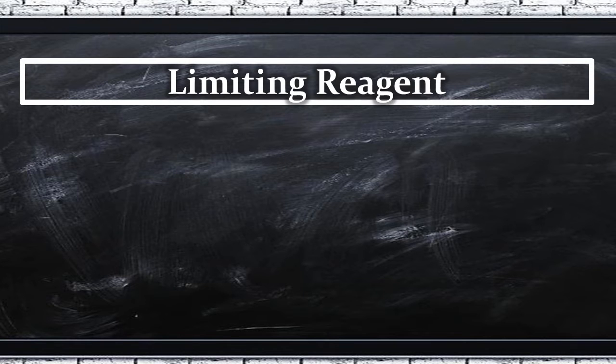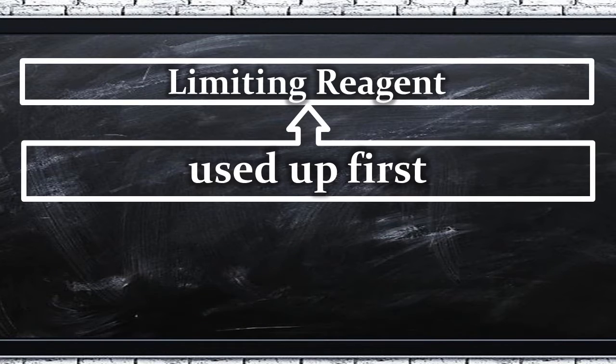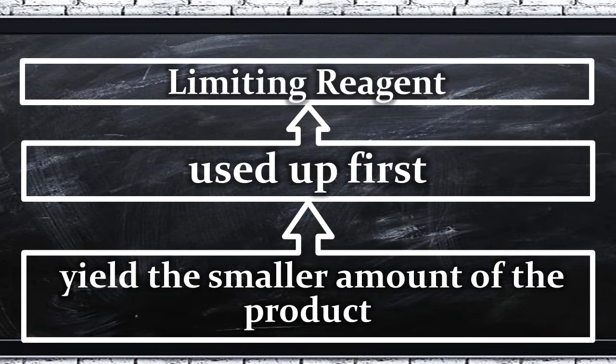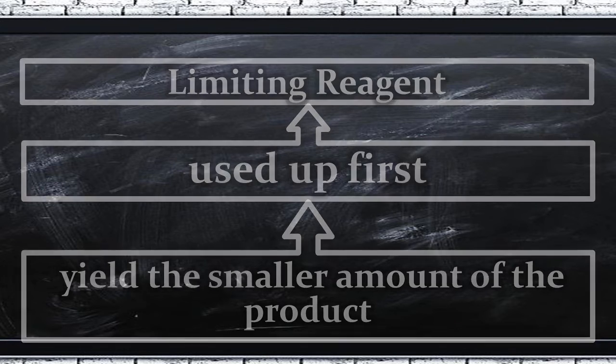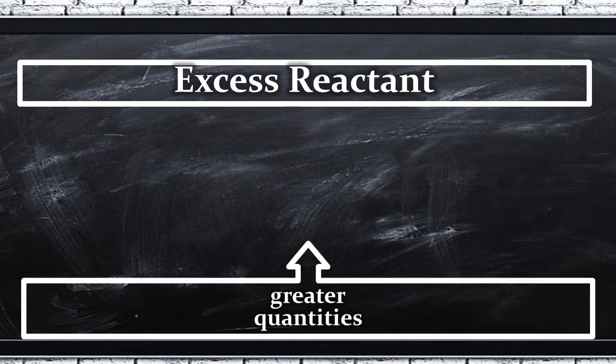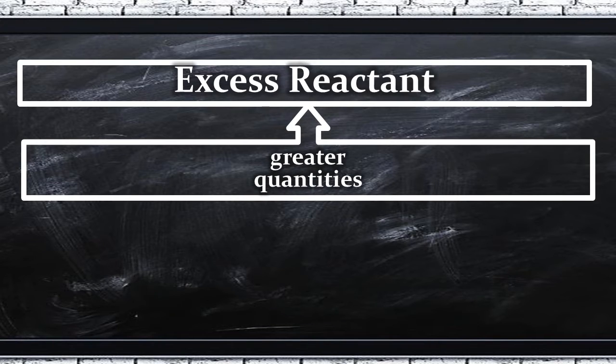During a chemical reaction, one reactant will be used up first. This is called the limiting reagent. The amount of product formed is dependent on how much of this reactant was originally present. As a result, the limiting reagent will yield the smaller amount of the product. When this reactant is used up, the reaction will cease and no more product can be formed. The other reactant, present in greater quantities than necessary to react with the limiting reagent, is called the excess reactant.